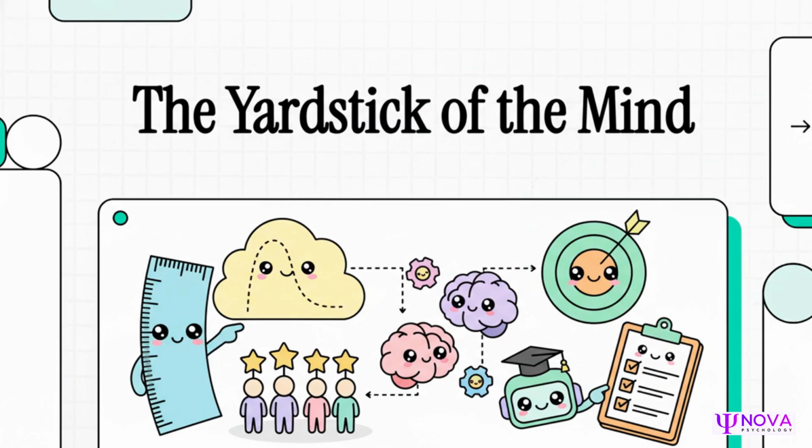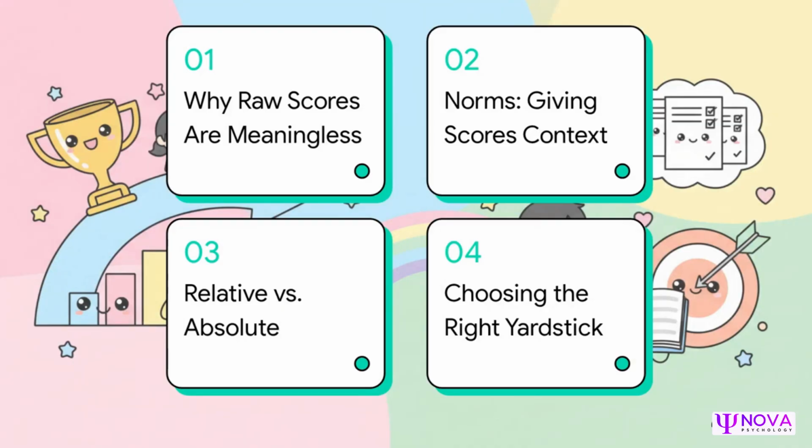We're talking about the huge difference between norm-referenced and criterion-referenced testing. Understanding them is the key to figuring out what our scores actually mean. So here's our game plan. First, we're going to tackle why a raw score on a test is, by itself, pretty much useless. Then we'll get into the statistical concept that breathes life into those scores, norms. From there, we'll explore the two big philosophies of measurement that grow out of that idea. And finally, we'll figure out how to choose the right yardstick for the right job.